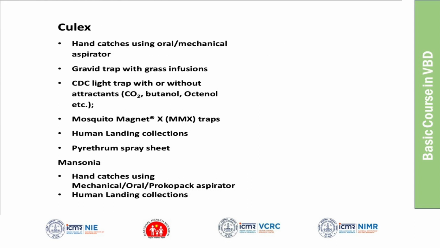Coming to Culex, you have a variety of options: catches using the oral and mechanical aspirator. I told you about the gravity trap. You can use the CDC light trap with or without attractants. The attractants I already told: butanol, octanol, carbon dioxide, like that. Many companies are telling about the mosquito magnet, but I don't know, they are not that successful. There are many versions of this magnet series. Human landing collection, pyrethrum spray sheet collection. But for man-made container species, hand catches you can use, mechanical, oral, Procopack, human landing collection, but larval collection, washing and uprooting. Thank you very much.